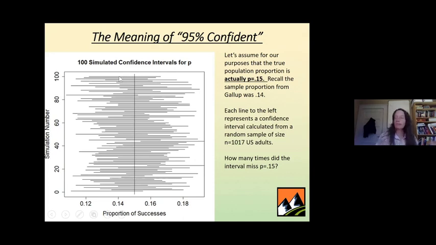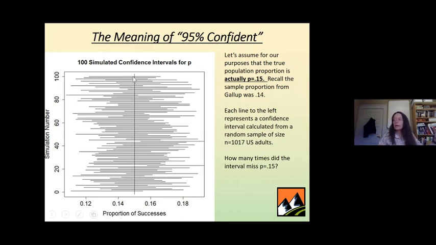Then I use my margin of error to get the lower bound of that interval and the upper bound of that interval. And look, it captures 0.15. So in that case, that interval contains the true proportion. Then on the next one, I get a different sample proportion. Remember, this is just a simulation. I take a different random sample of size 1017, I get a different confidence interval. It's slightly different, but it still contains 0.15.